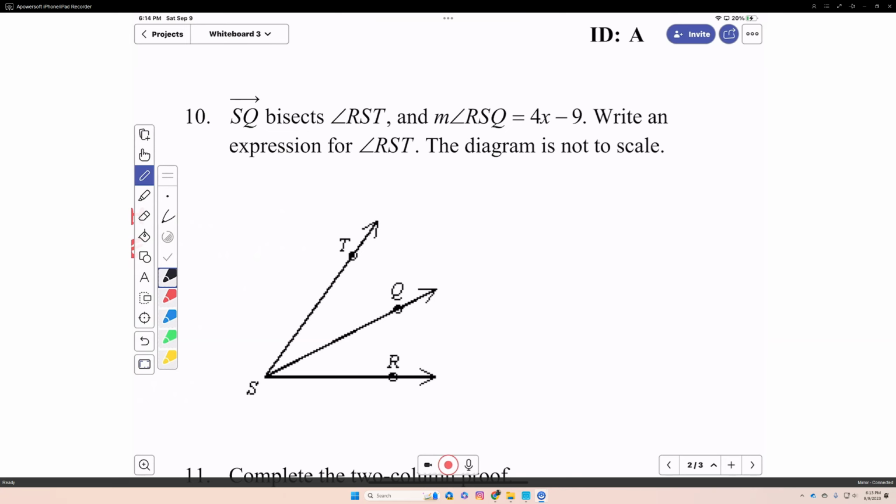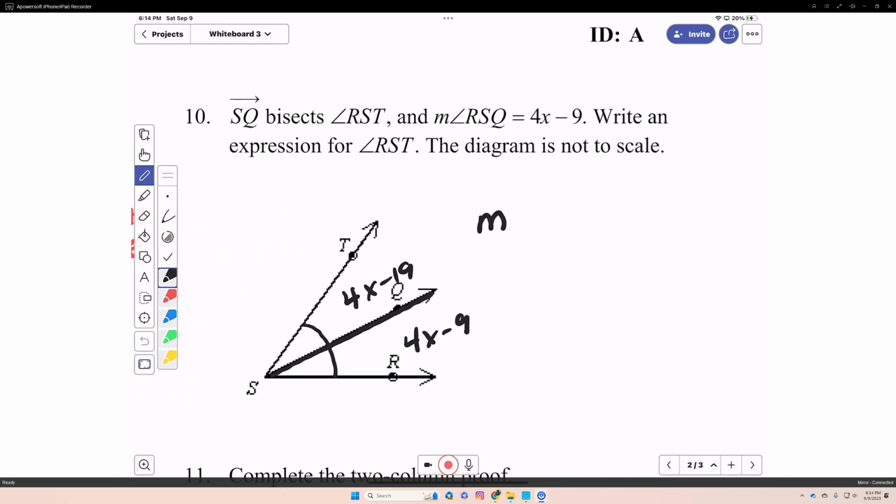Okay, it says ray SQ. So this is a ray. It's going to bisect angle RST. So that's going to bisect it. So it's going to cut it into two congruent parts. It says write an expression for angle RST. And we know that RSQ is 4x minus 9. Well, this is 4x minus 9, then this also has to be 4x minus 9.